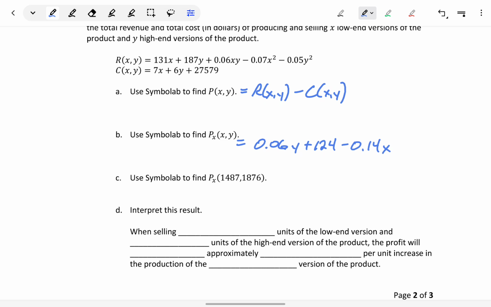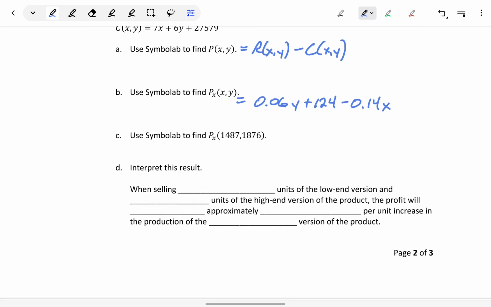In part C, we're asked to evaluate that function for a pair of values, x equal to 1,487, y equal to 1,876. So we would evaluate our function from part B, that derivative function, for these two values, and we would get 28.38.